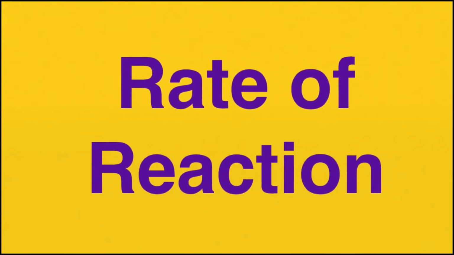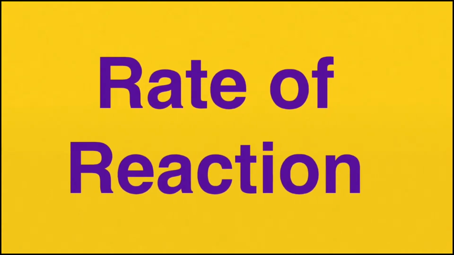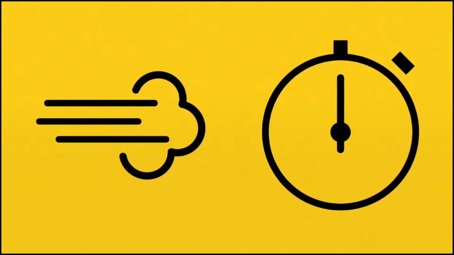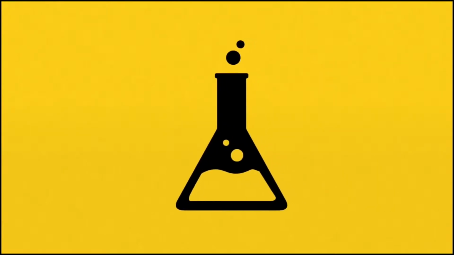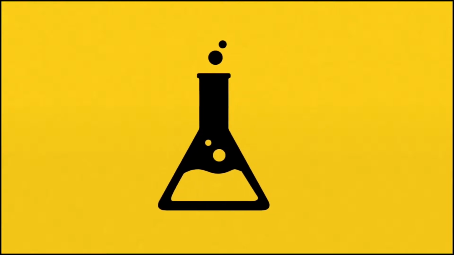In this episode, you're going to learn all about the rate of a chemical reaction. The rate of a chemical reaction is how fast the reaction proceeds. This rate of reaction can be modified by 4 different factors. But before we talk about those, let's talk about what happens during a chemical reaction.